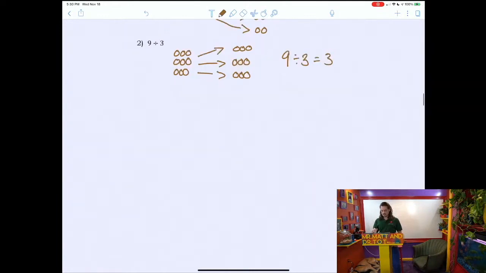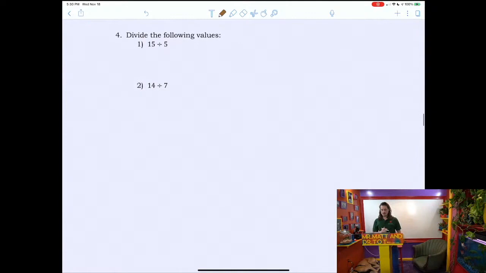If you have any questions, then please let me know. Otherwise, take a look at these two problems. I'm going to give you 3 minutes, and then I'll give you the solution.